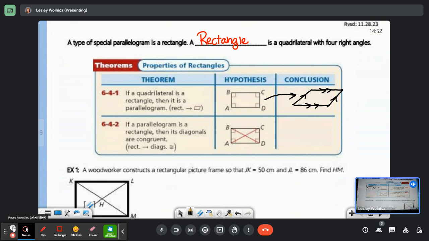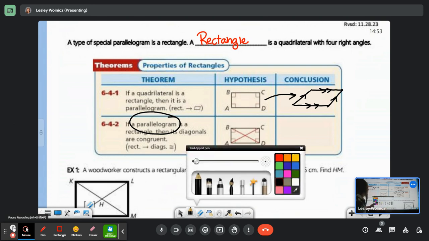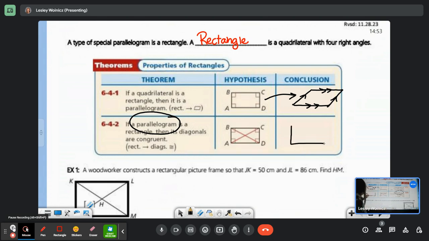So if we have a rectangle, we can conclude it's a parallelogram. If it's a parallelogram, do we know for sure it's a rectangle? No, so that one's not backwards and forwards. That's just one way. Okay, if a parallelogram is a rectangle, then its diagonals are congruent. So I'm just going to draw a rectangle here, and then I'm going to draw my two diagonals.